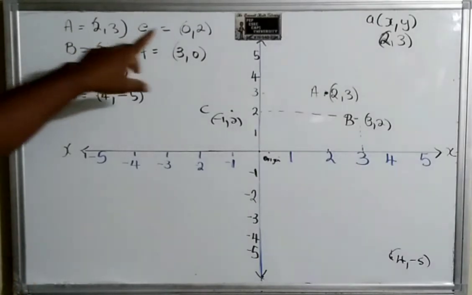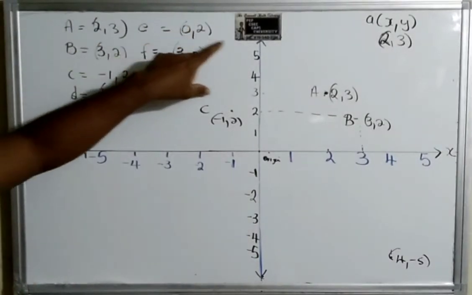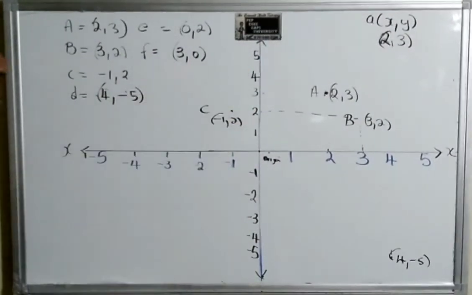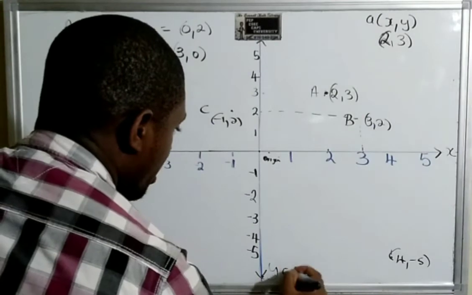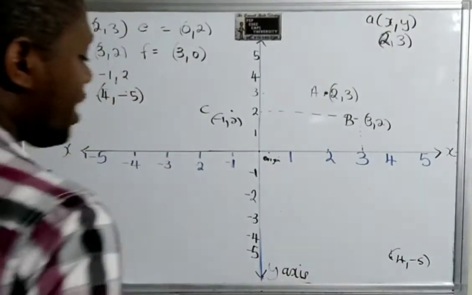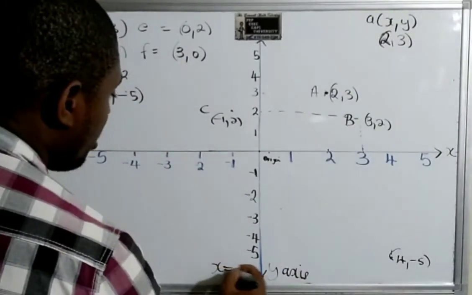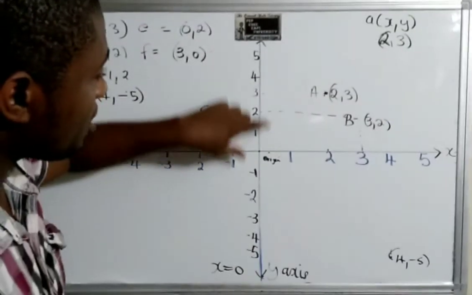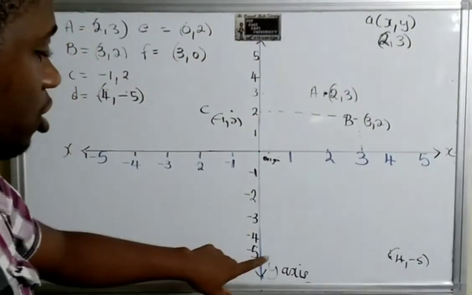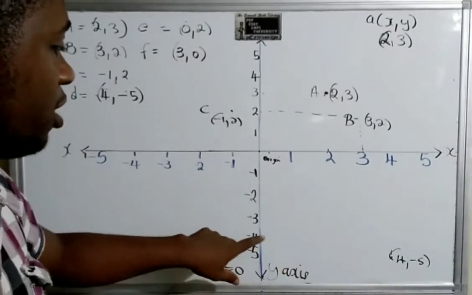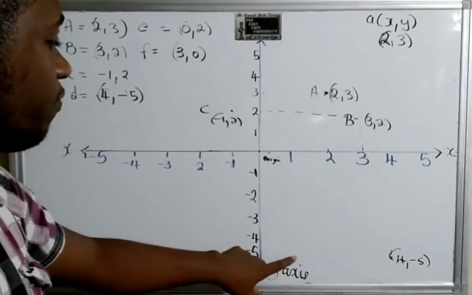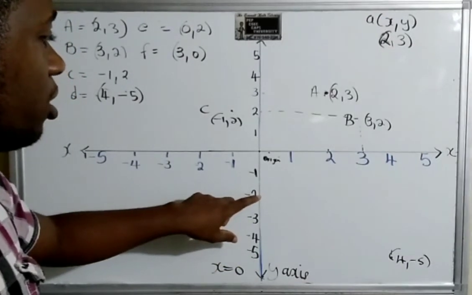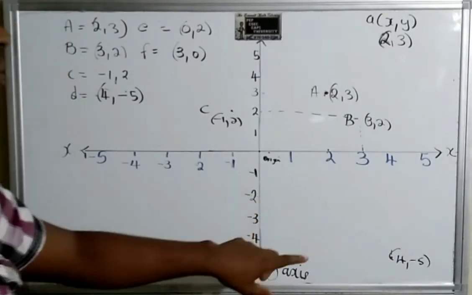The boy did not know that this line, which is the y-axis, let's label this, the y-axis is the line x equals 0. So anywhere on this y-axis, x is 0. So this is (0, -5). At 4 is (0, -4). x is always 0. So at this point it is (0, 2), (0, -2).